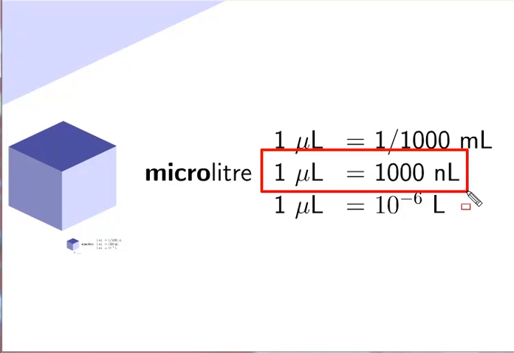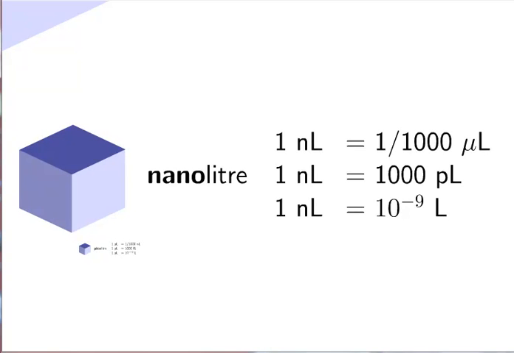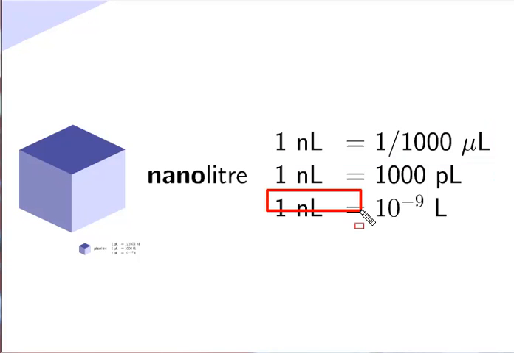But again, my microlitre is 1,000 of an even smaller measurement. It's 1,000 nanolitres. And here's my nanolitre. My nanolitre is a thousandth of a microlitre. And if I convert all that back to litres, I get 10 to the minus 9 litres.